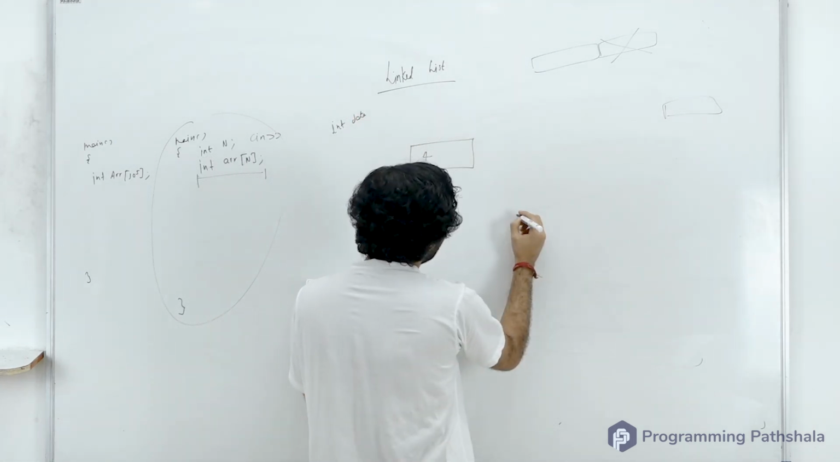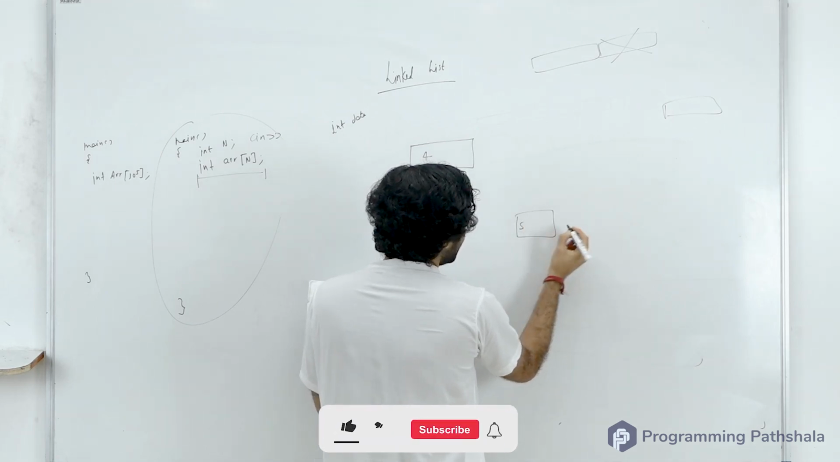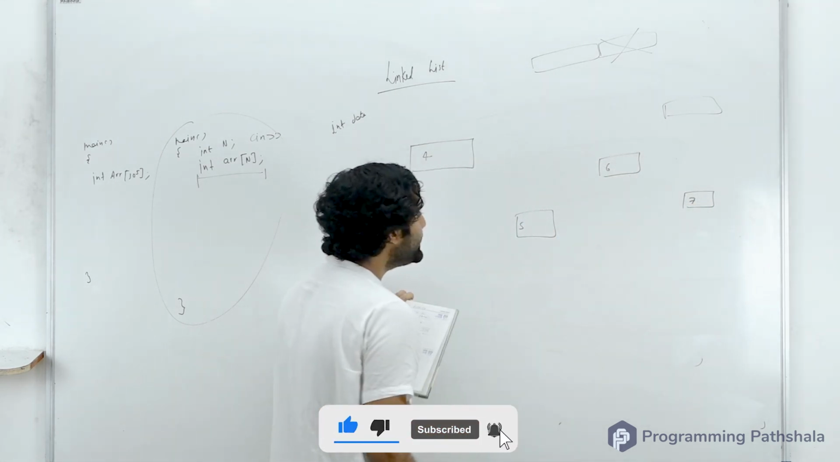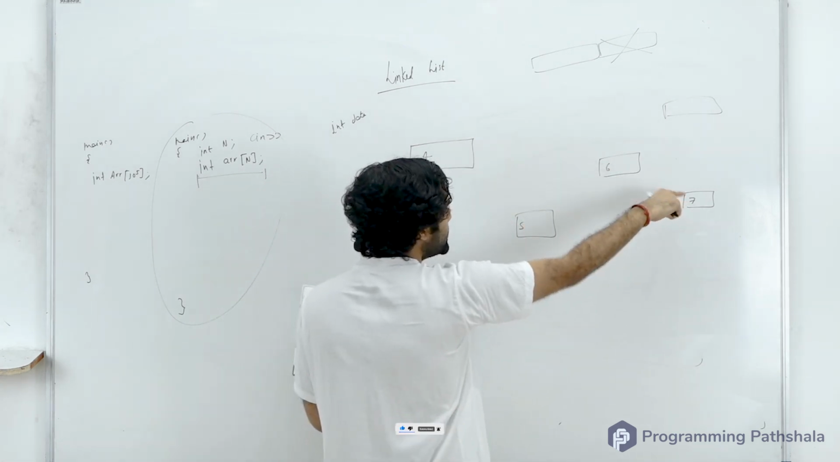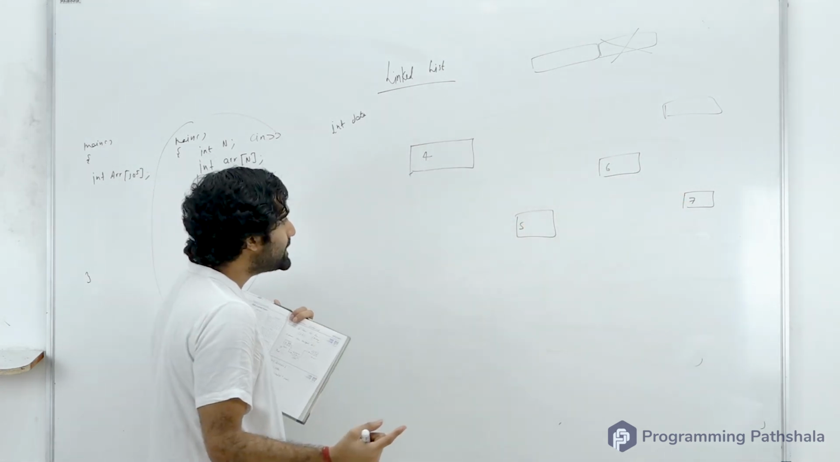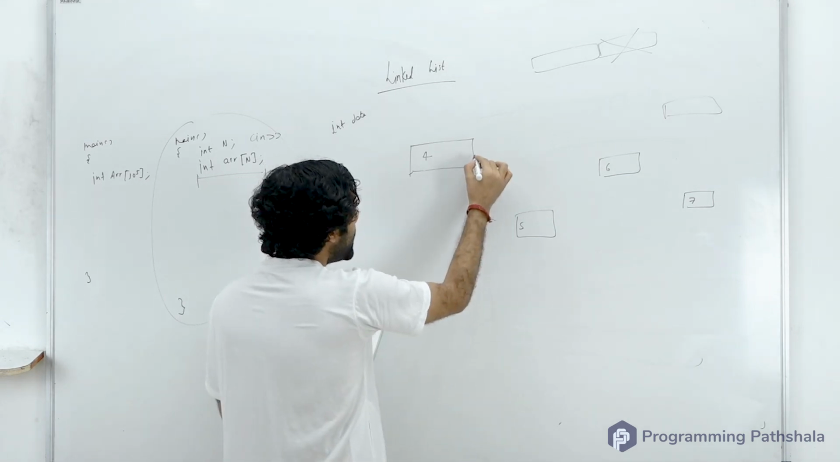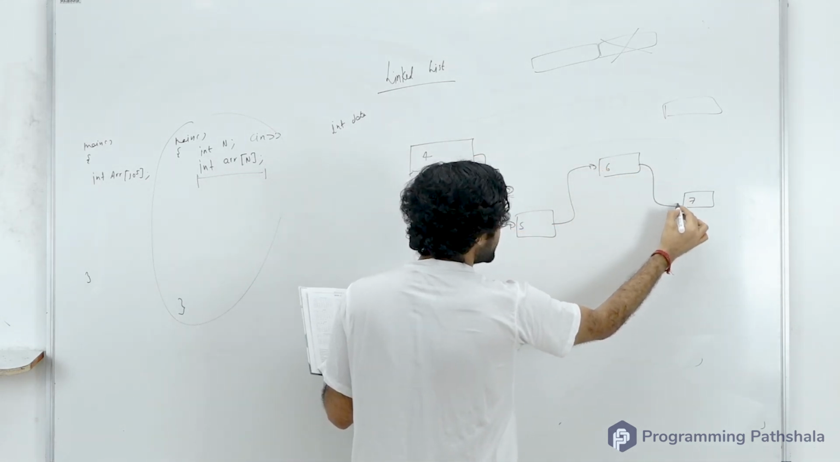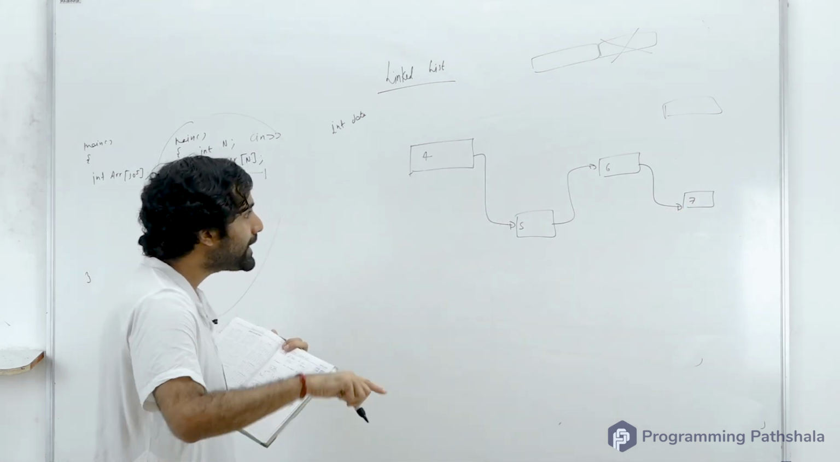Then the user gave you 5 and you put 5, then he gave you 6, and then he gave you 7. An important thing is that you have been able to store the data, but you do not know what comes after what. Okay. So for that, you need to somehow link them. You need to link this to this, this to this, and this to this. Okay. So how can I link them?